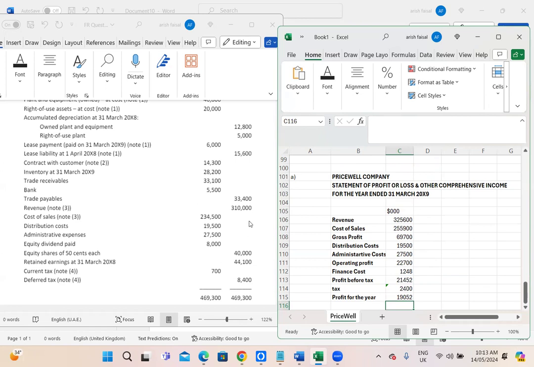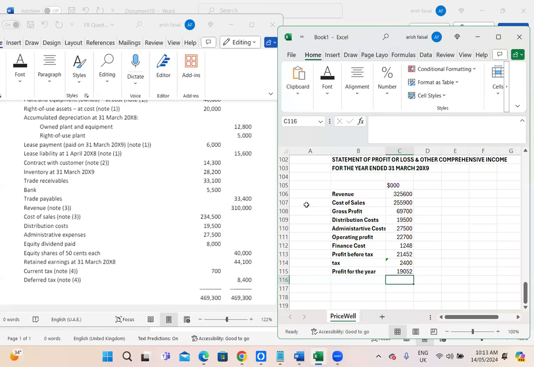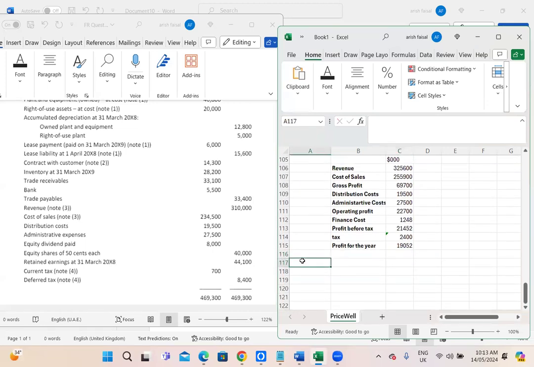And once we have made up the income statement, we can now proceed towards the balance sheet. Okay. So again, it's same.